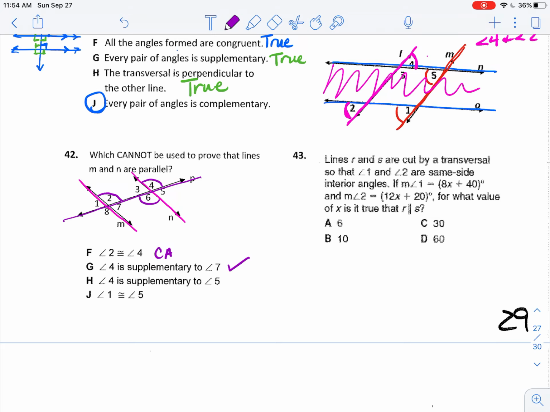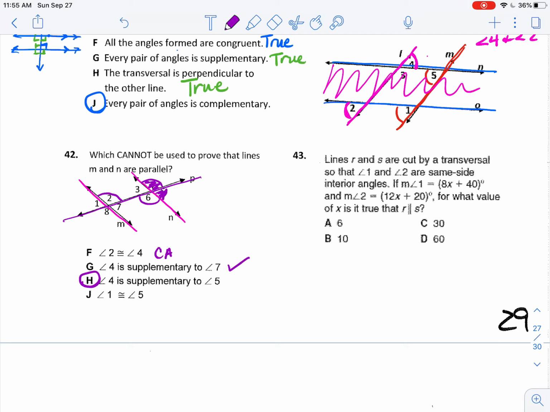Angle 4 is supplementary to angle 5. Okay, so what's wrong with that? Is that 4 and 5 are in the same angle grouping. That does not show the two lines are parallel. So this is the one that's not true.